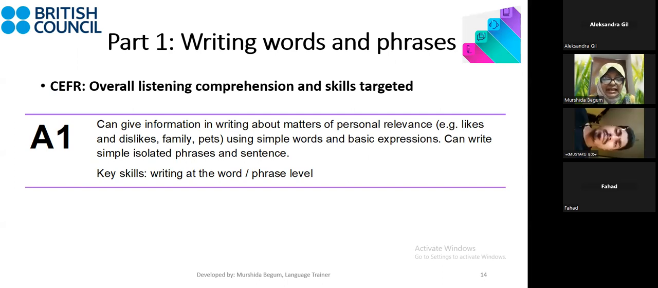It assesses A1 level. And A1 level, this is where they can give information in writing about personal relevances like likes, dislikes. And we saw a list of questions about family, pets, and other things by using simple words and basic expressions. So you can write simple isolated phrases and sentences, and this level is always targeted at writing at the word and phrase level.